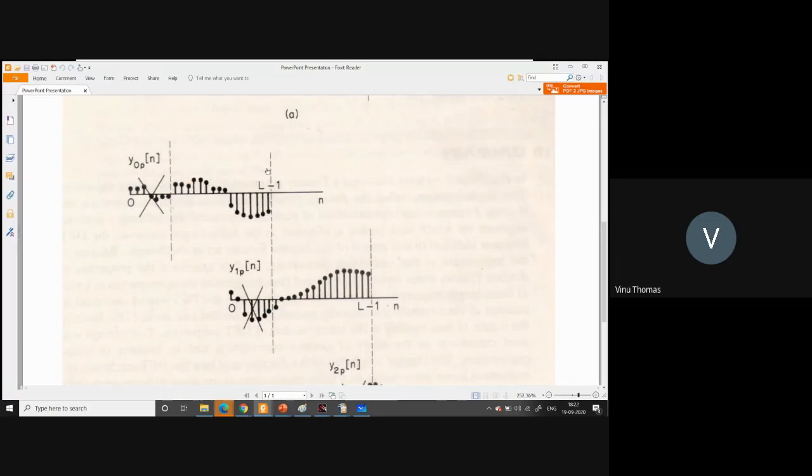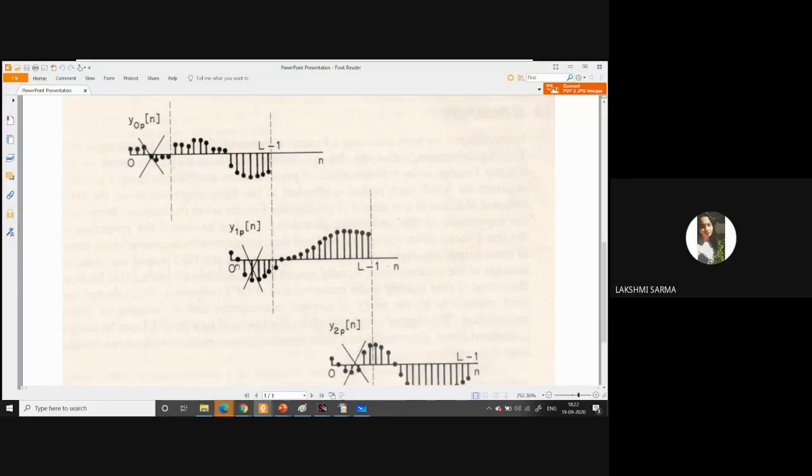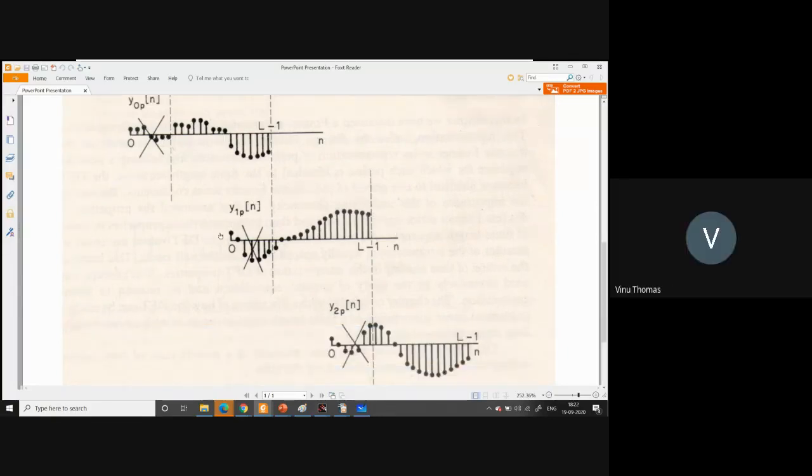So in the first pass of the program, you compute y0 p of n. What you do is you save these samples and store it somewhere else. And in the second pass of the algorithm, you compute this, discard the first part, and then save and use the part that has been saved. So therefore it is called overlap save.